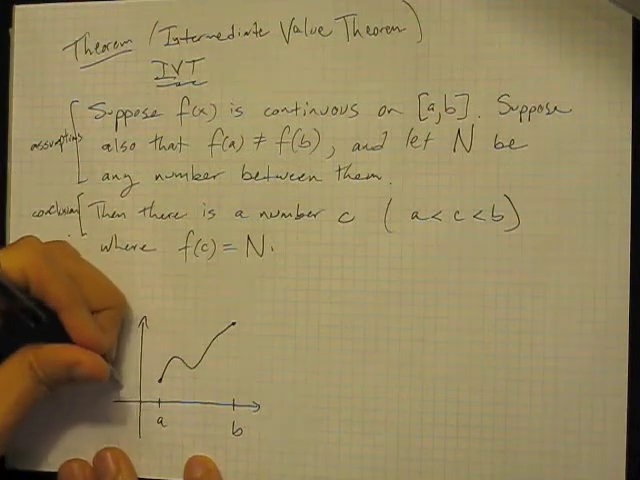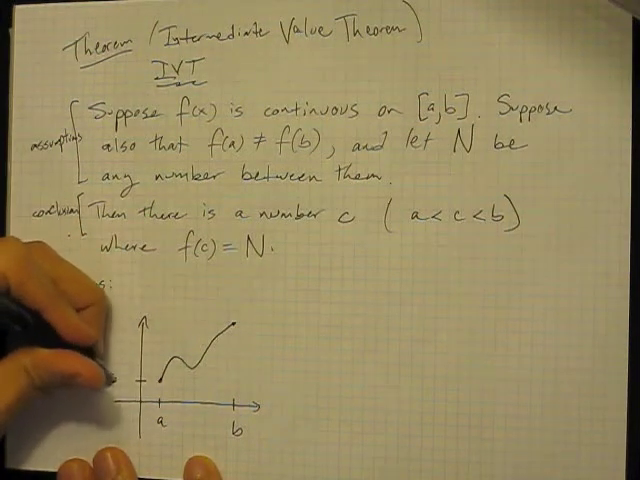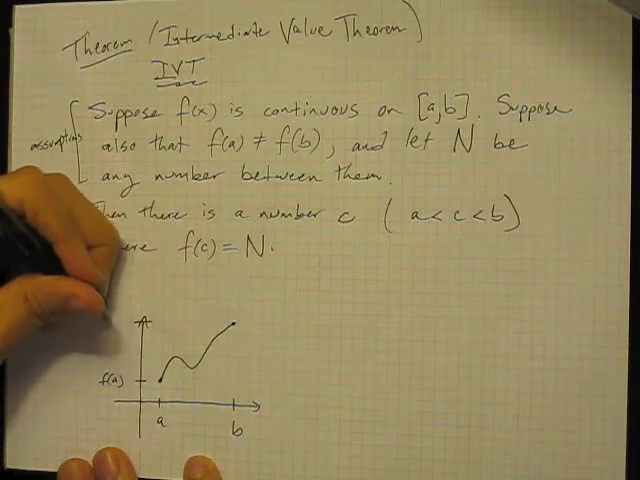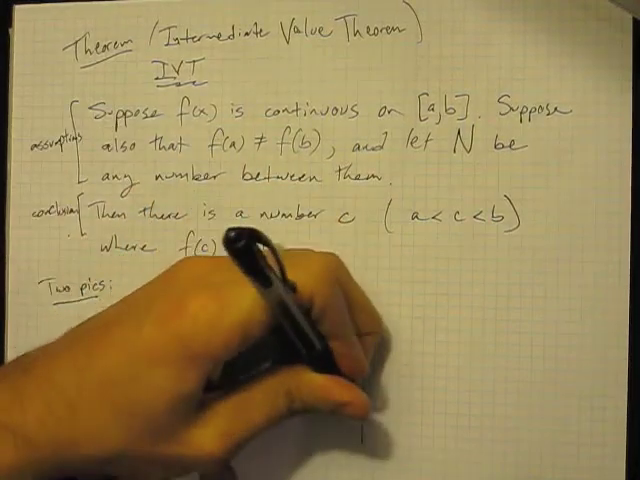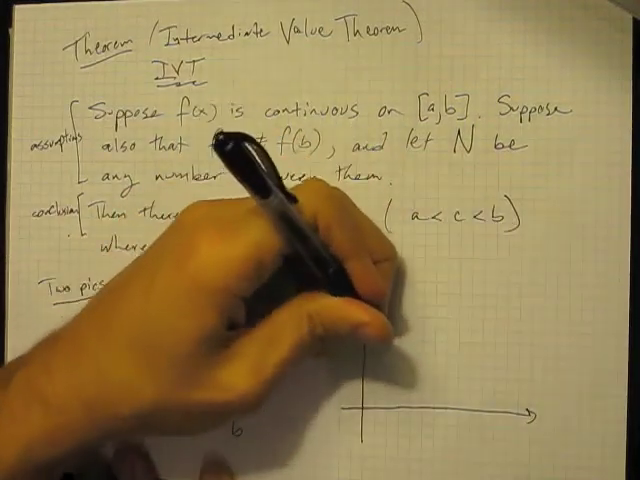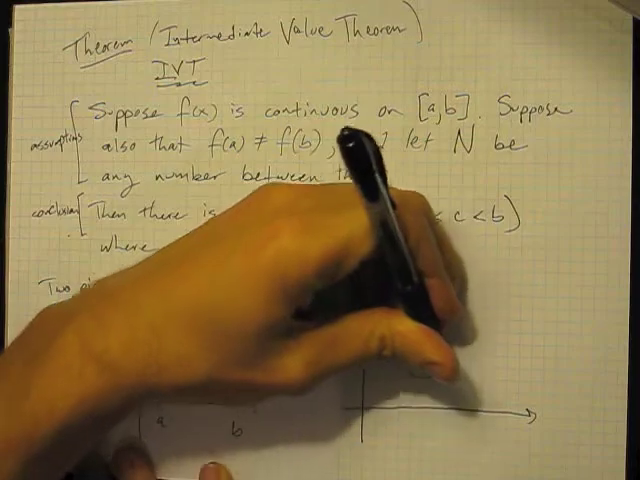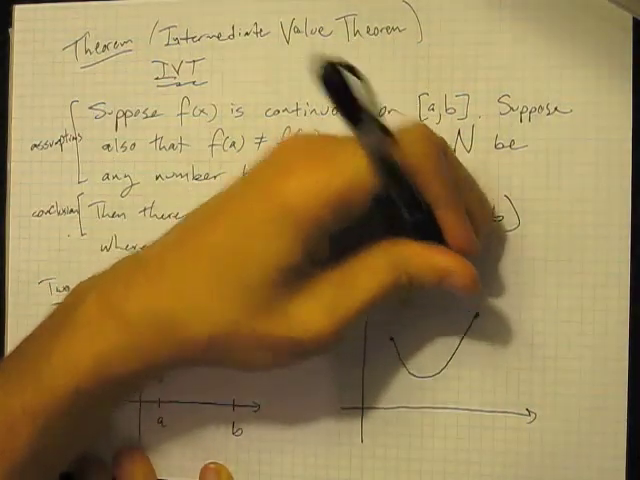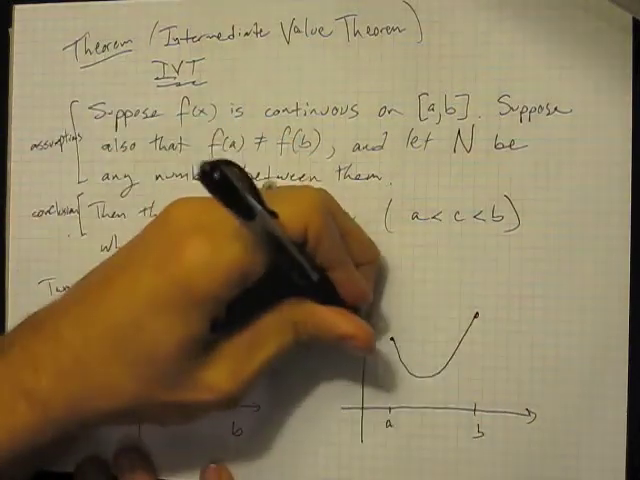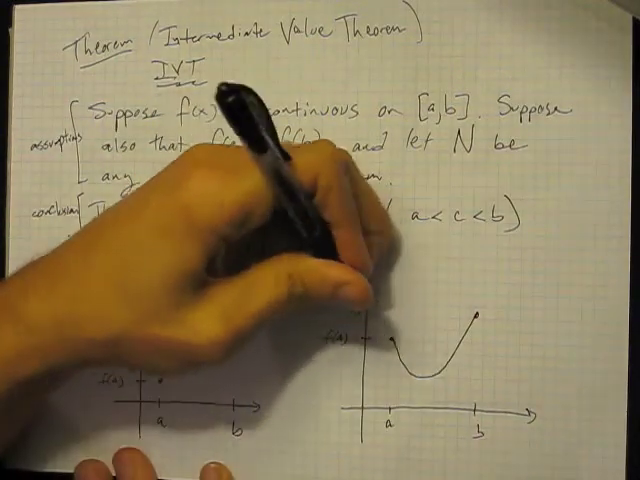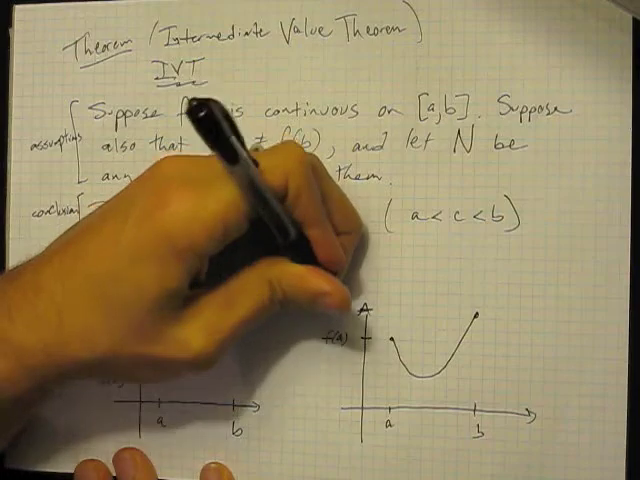So here's one picture. There's f of a. And that height right there looks like it'll be f of b. And that's picture 1. And then here's picture 2. So this is f of a. And again, this is f of b.